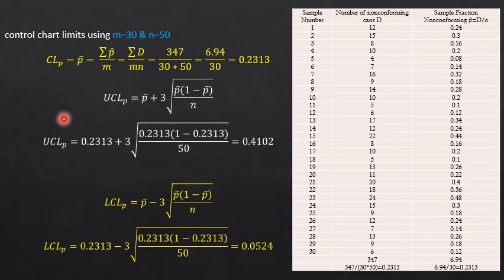After that, we are going to calculate the upper control limit for the P chart, that is equal to p bar plus 3 under root p bar into 1 minus p bar, divided by n. We know the value of each in this formula: p bar we already calculated as 0.2313, and n is given as 50 in the question. So we get the upper control limit equal to 0.4102. Similarly, we get the lower control limit for the P chart, equal to 0.0524.